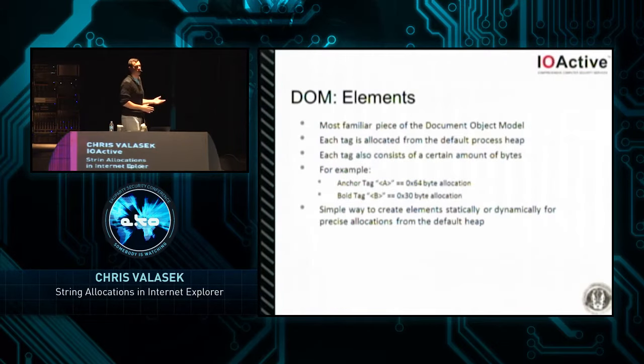I think most people are familiar with DOM elements, right? The document object model has these elements, and they usually get allocated from the default process heap, at least in Internet Explorer. I know Chrome has some new stuff they just came out with for individual heaps for tags, but that's not what we're going to talk about today. Each tag has a certain amount of bytes, and I remember Nico had this cool table in his slides that showed the sizes for individual tags.